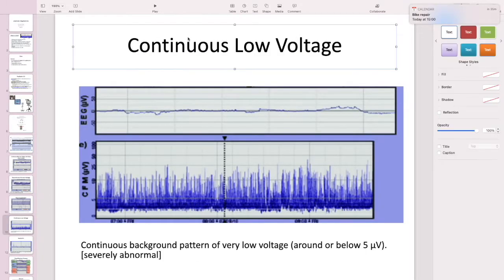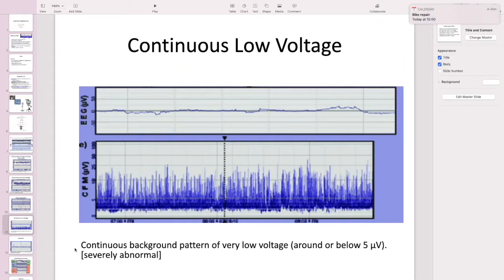The next is continuous low voltage tracing. So there's continuous background of very low voltage. Here it's all below 5. The upper border is well below 10, and then there's a few little peaks in between, but essentially there's not much activity going on here. It's all quite severely depressed.